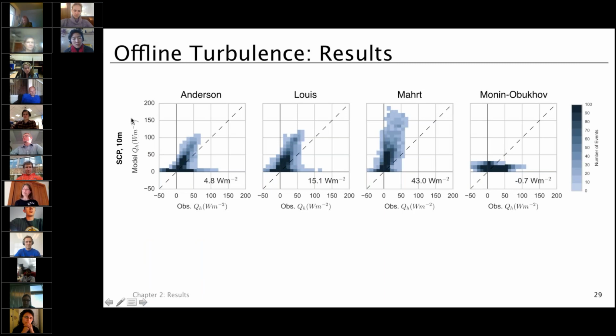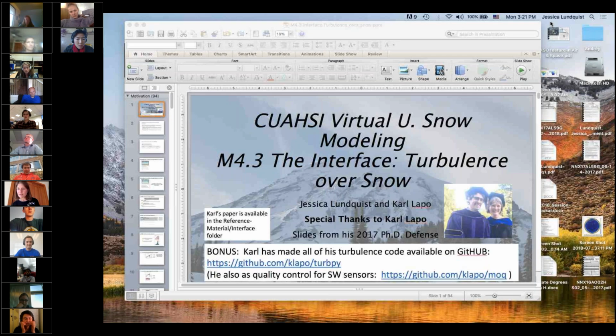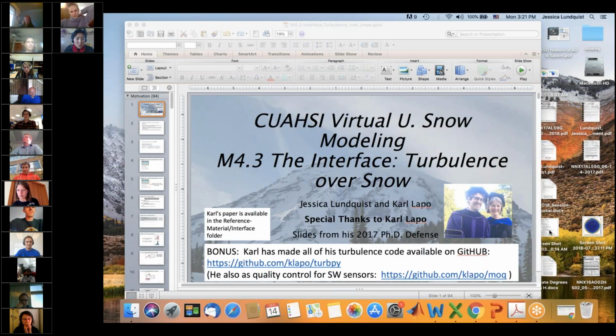Okay, so let's look at the 10 meter observations first. So how well does the modeled sensible heat flux match the observed sensible heat flux as measured by the sonic anemometers? So, what do you notice here? I think, and I'll see if I can get the webcams back. Show all webcams. Yeah, there you are. What do you think? Good, bad, otherwise?